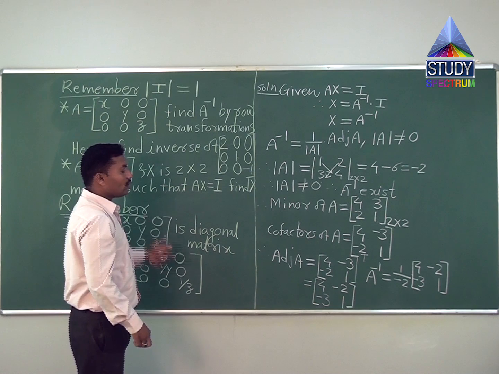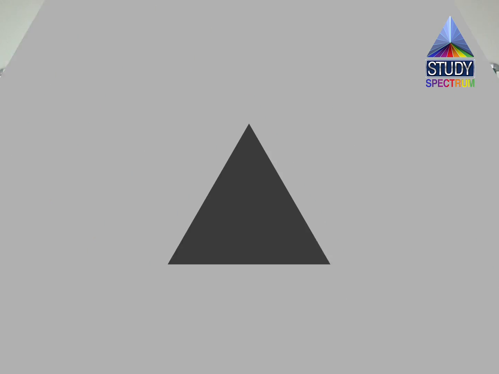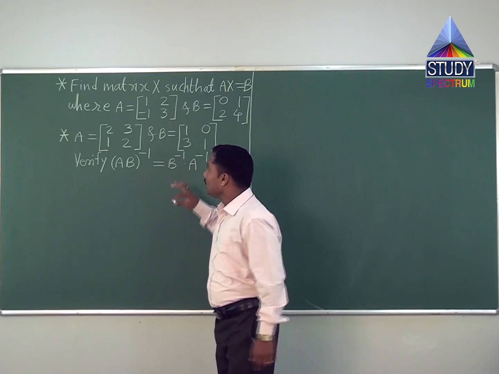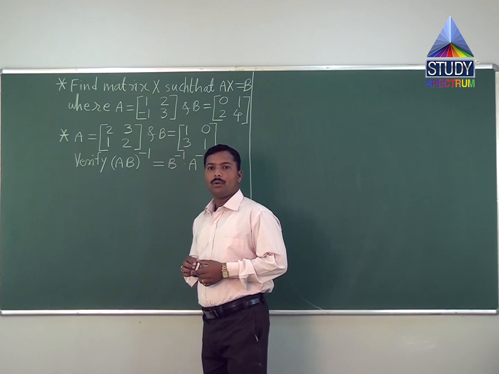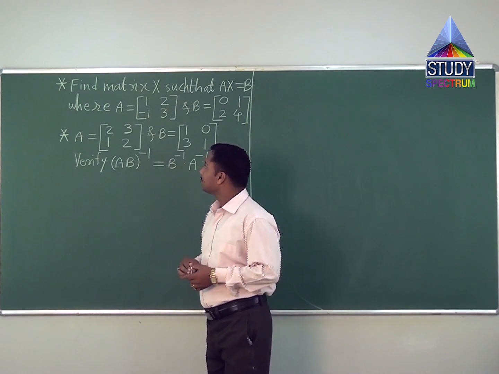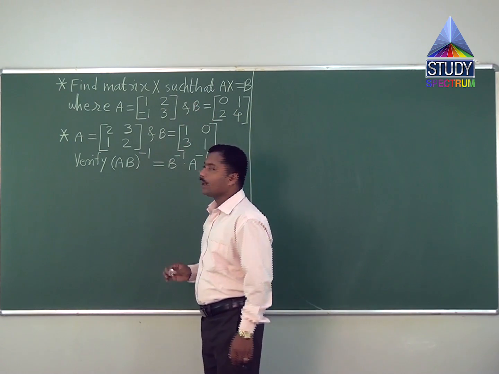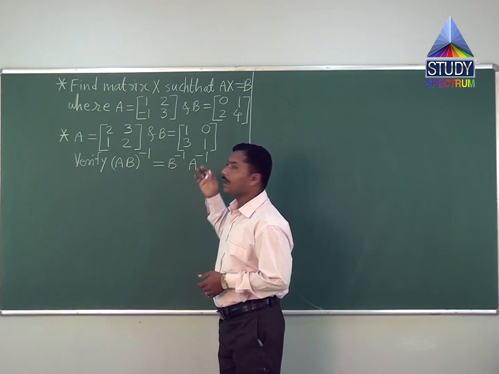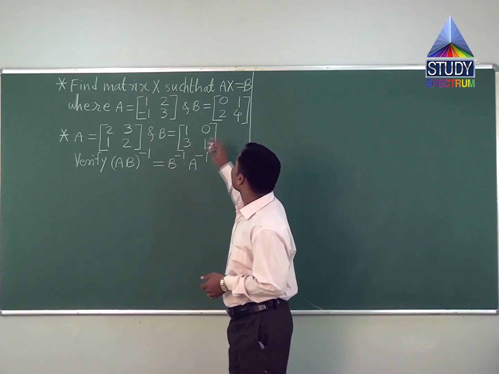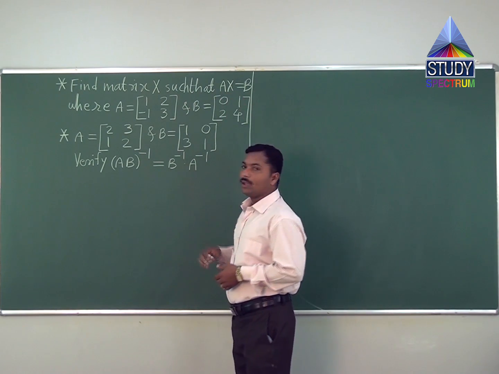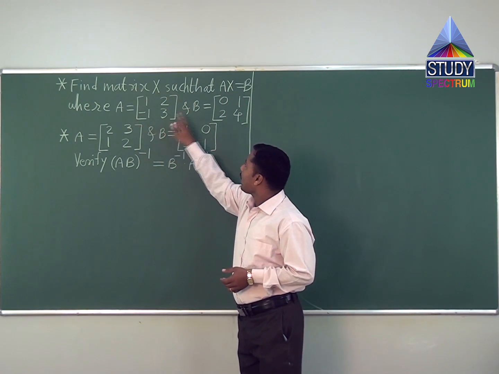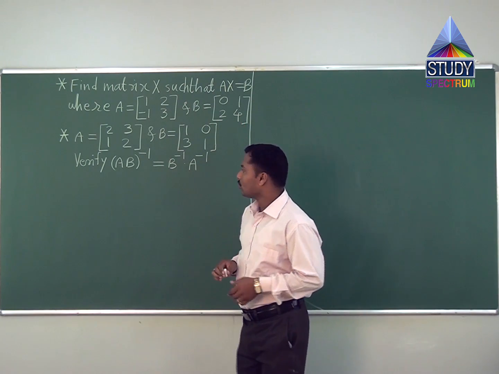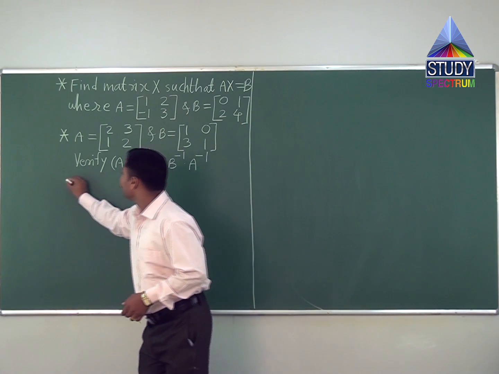So we enjoy also more problems. We enjoy more problems on the matrices. So this is also a very interesting problem. Find matrix capital X such that AX equal to B, where A and B are given. So we start the solution.